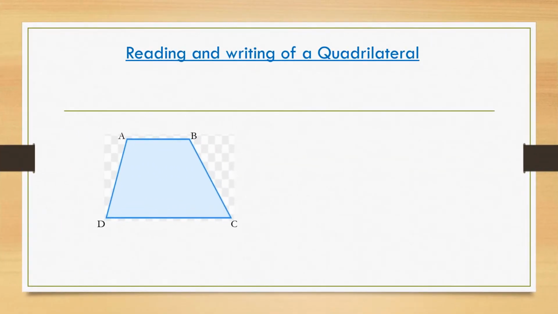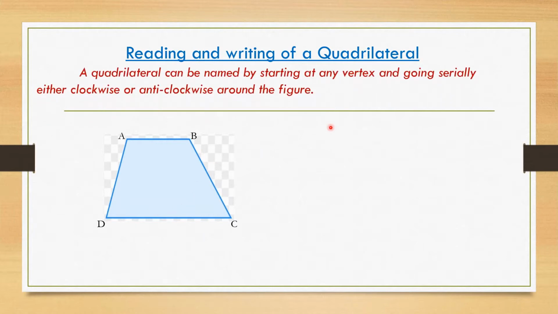Reading and writing of a quadrilateral. A quadrilateral can be named by starting at any vertex and going serially either clockwise or anti-clockwise around the figure. Here we can read the quadrilateral in either clockwise or anti-clockwise direction.